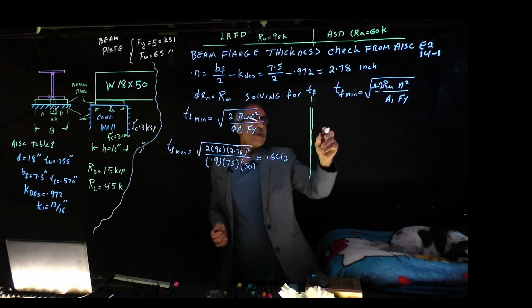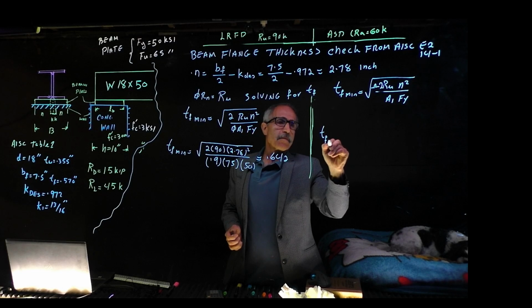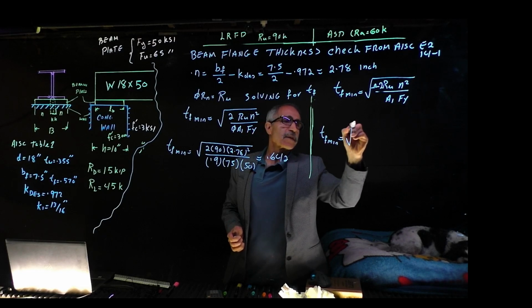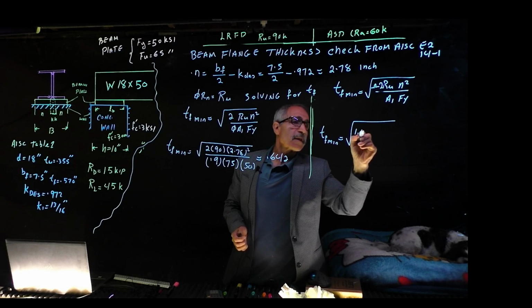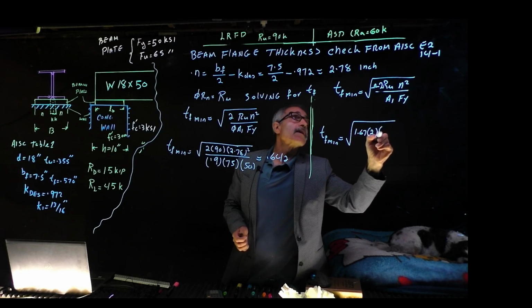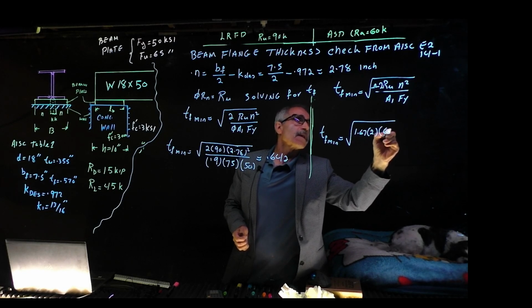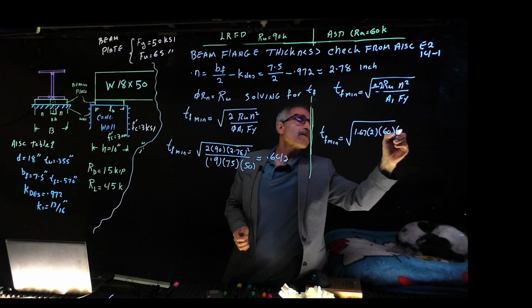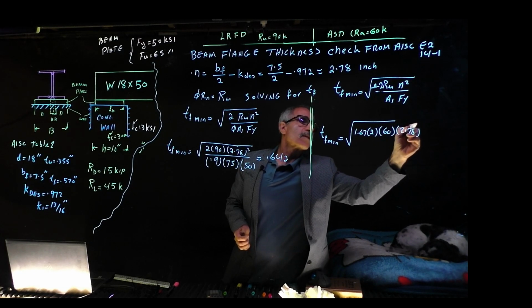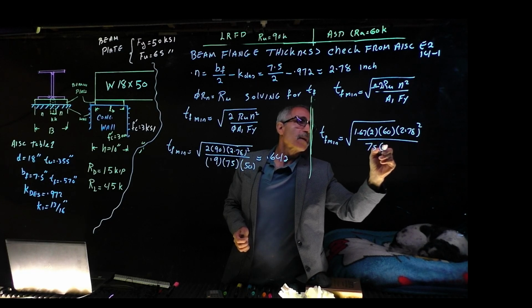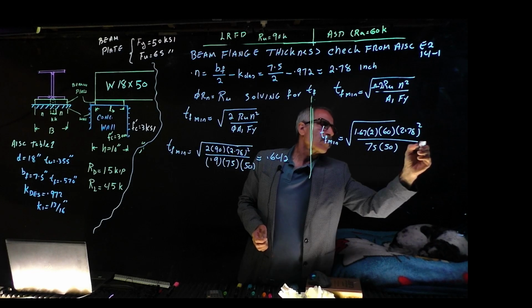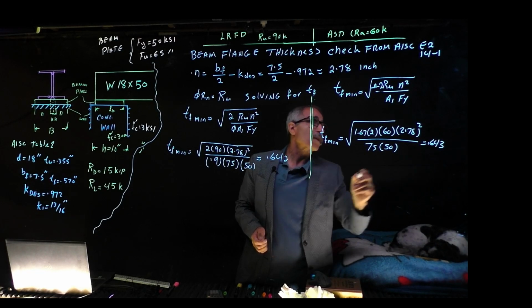Let's go to this one. TF minimum required we have is omega, which is 1.67, times 2 times 60 times 2.78 squared divided by 75 times 50. That comes out to 0.643.